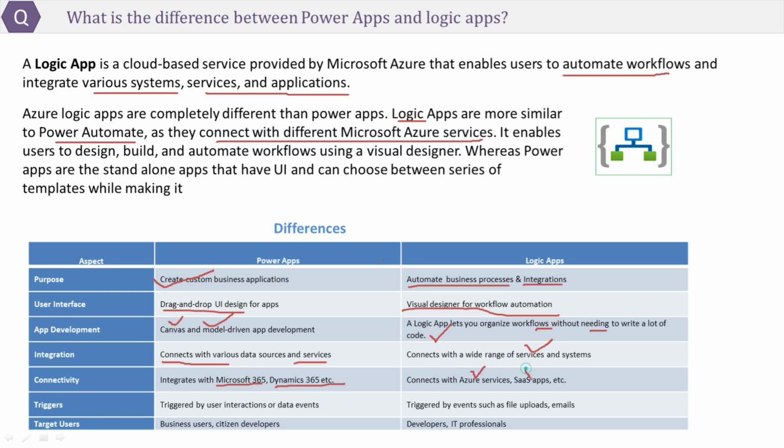Power Apps can integrate with Microsoft 365 and Dynamics 365, whereas Logic Apps connect with Azure services or SaaS-based apps. Power Apps can be triggered by user interactions or data events, whereas Logic Apps can be triggered either by file upload or email. That means you can trigger Power Apps on a button click, whereas Logic Apps can be triggered for certain events, for example, a file upload or an insert in any SharePoint list. The next is who uses Power Apps. Either business users or developers can use Power Apps, whereas Logic Apps are used only by developers and IT professionals. So they are not used by the end users.